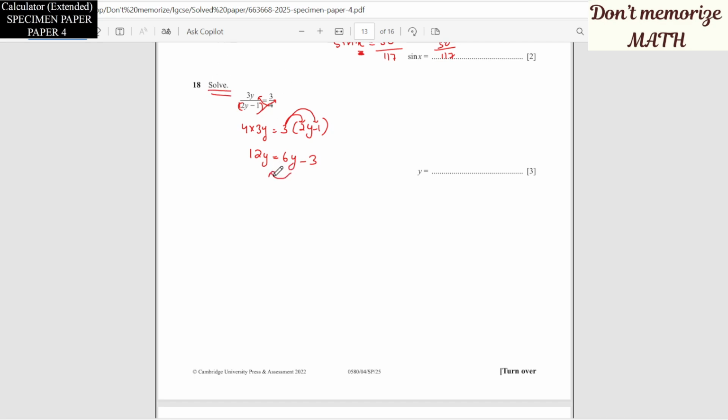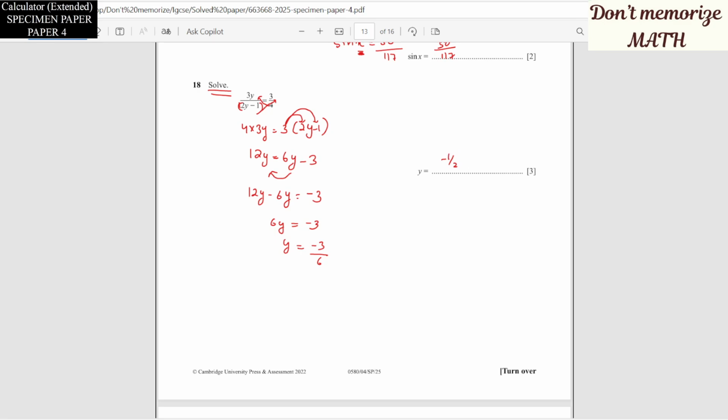So I'll move 6y to the left side, so it will become 12y minus 6y equal to minus 3. So 12y minus 6y is 6y equal to minus 3. So y is equal to negative 3 over 6. You can use the calculator and write 1 over 2, negative 1 over 2, or negative 0.5 is also fine. You have to simplify it. Don't just write minus 3 over 6. Simplify it and write minus 1 over 2, or you can write it as negative 0.5. Okay, so I hope this one is clear for you.